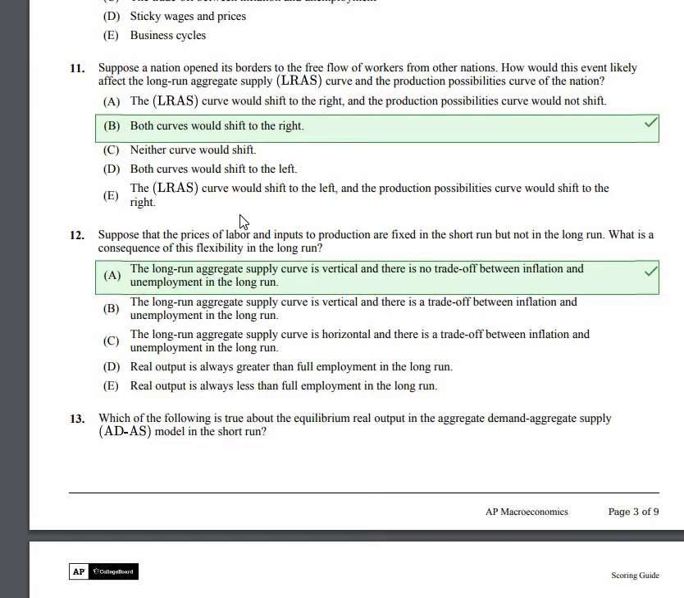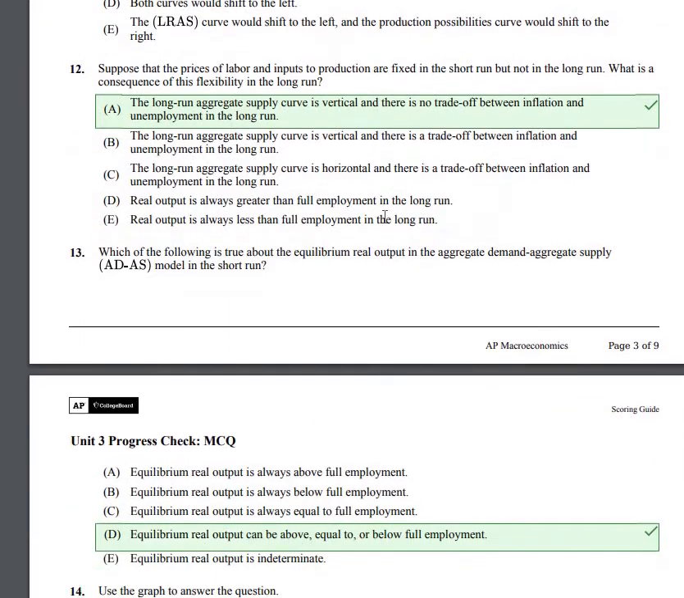Number 11, suppose a nation opens borders to the free flow of workers from other nations. How would this event likely affect the long-run aggregate supply curve and the production possibility curve of the nation? B, both curves will shift to the right because you have an increase in the quantity of human laborers, right? You have an increase in the number of people that are able to work and make stuff. Therefore, both curves would shift to the right. You could potentially make more for the long-run supply curve, and your production possibilities would go up because you have more people that are working and producing things.